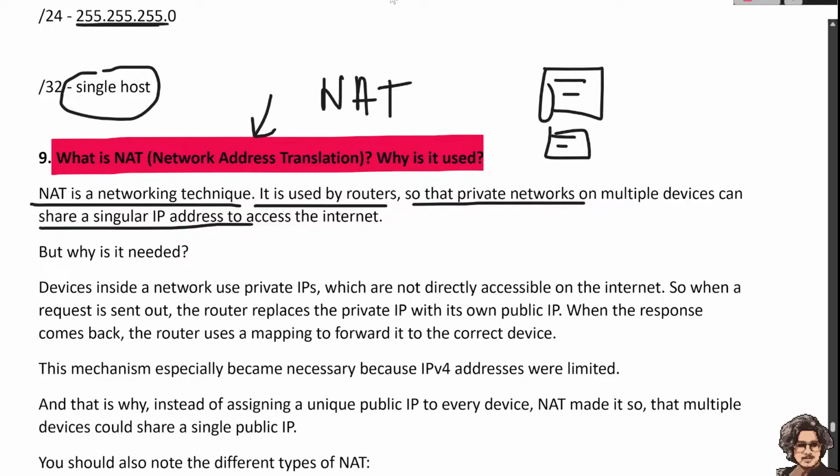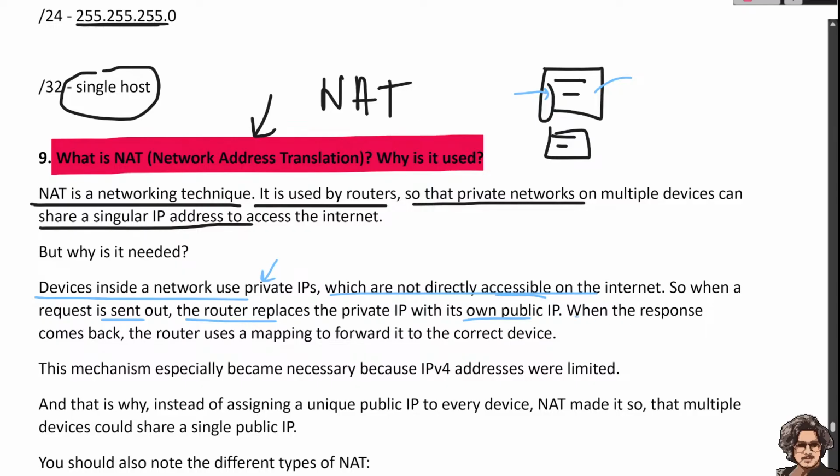Devices inside a network use private IPs, which are not directly accessible over the internet. When a request is sent out, the router replaces the private IP with its own public IP. So whenever I send a request to the router, it first replaces this private IP with its own IP.